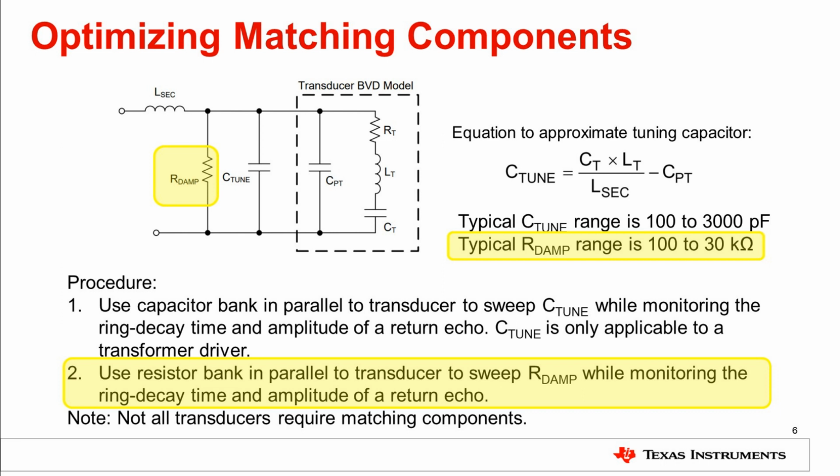Optimizing the value of the damping resistor is a trial and error process of monitoring the ring decay and object SNR in a single time-of-flight measurement. The optimal value is dependent on your performance requirements. Given the value of the damping resistor ranges from 500 ohms to 25 kiloohms, TI recommends using a potentiometer or resistor bank to sweep and fine-tune the damping resistor for your specific transducer and transformer combination.